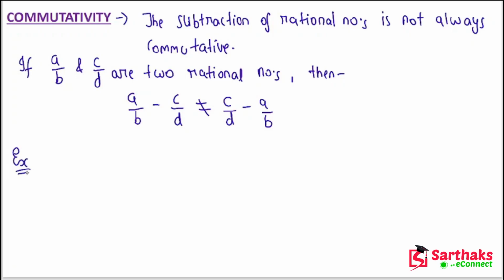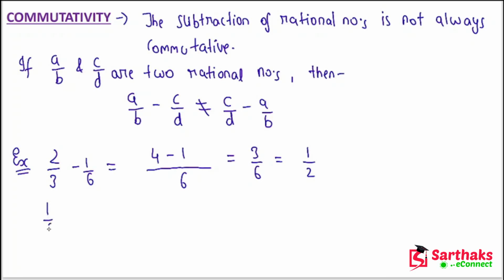Let us take an example. Let us calculate 2 upon 3 minus 1 upon 6. Taking the LCM as 6, we will get 3 into 2 equals 6. So 2 into 2 equals 4, minus 1, and we will get 3 upon 6, which is equal to 1 upon 2 by cancelling the common factor 3.